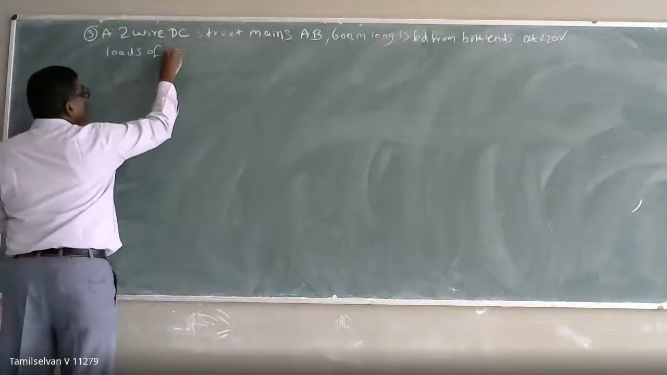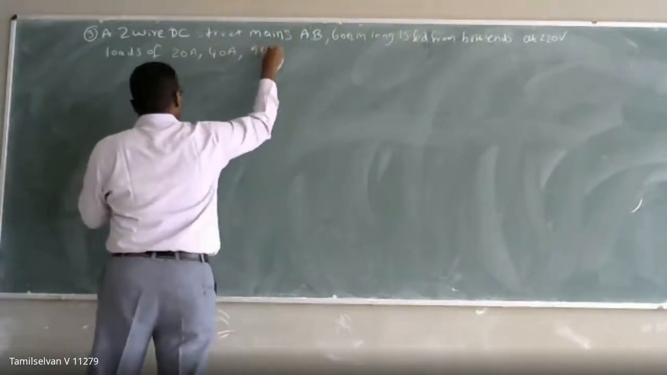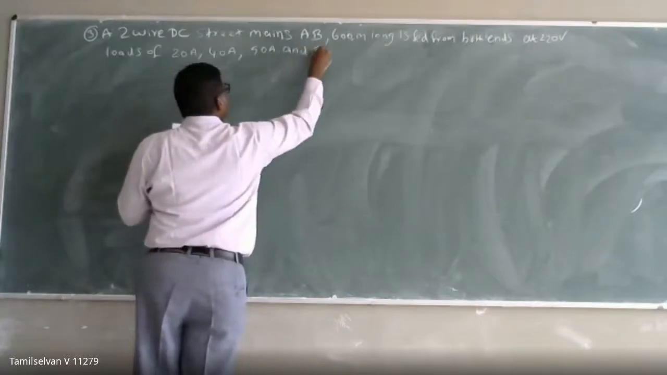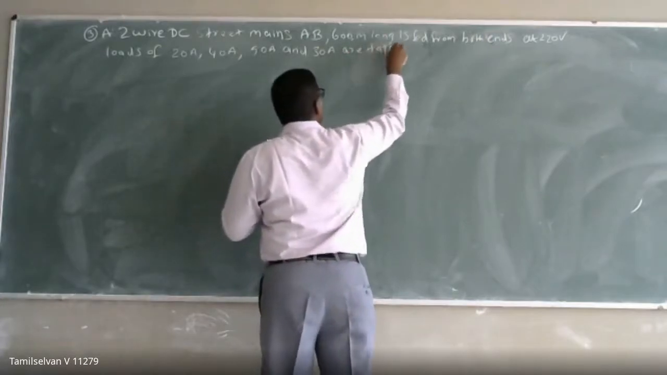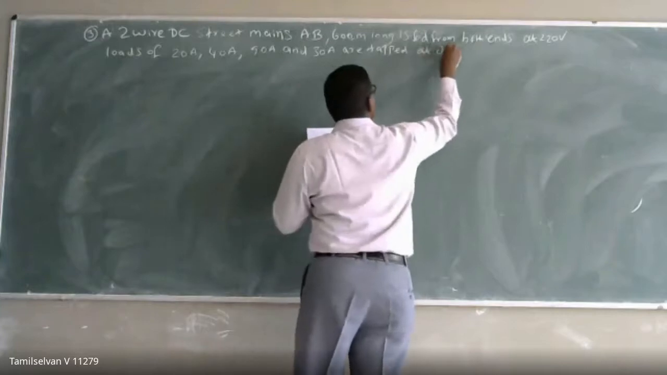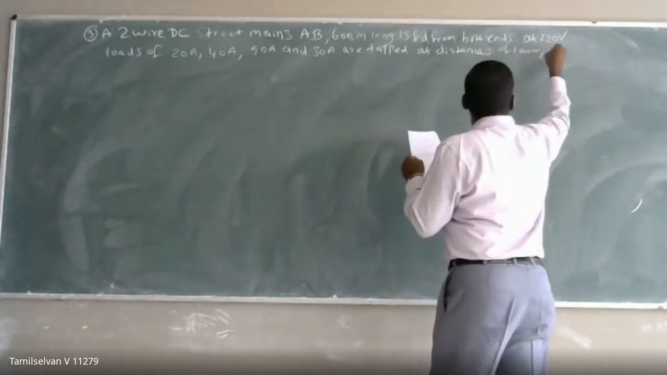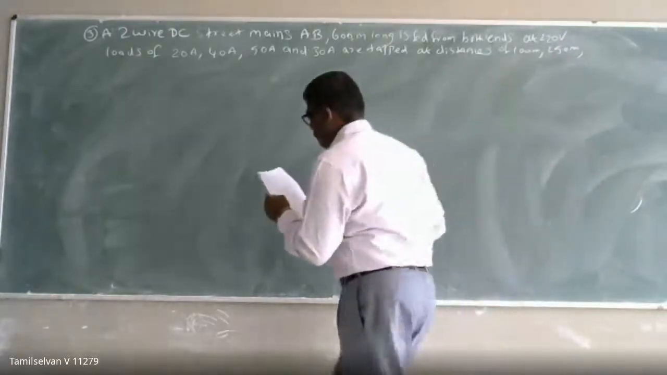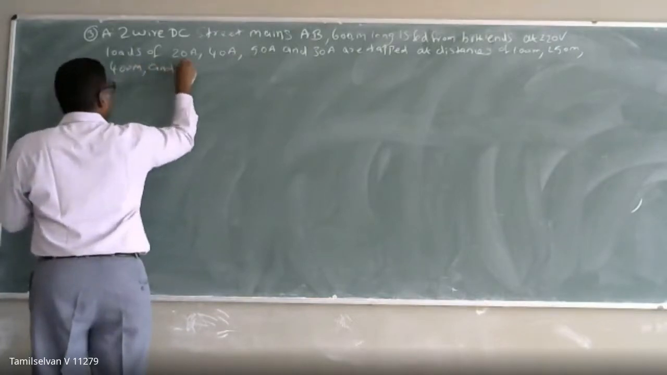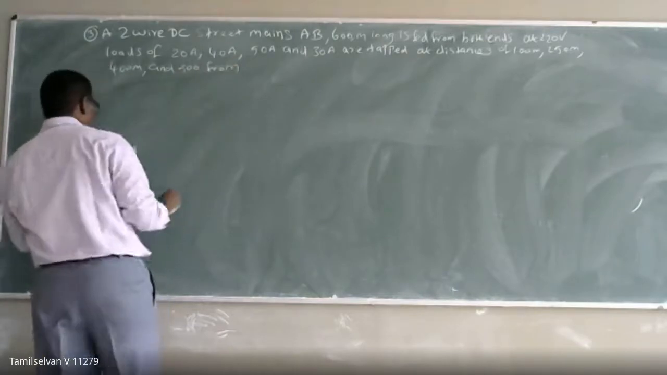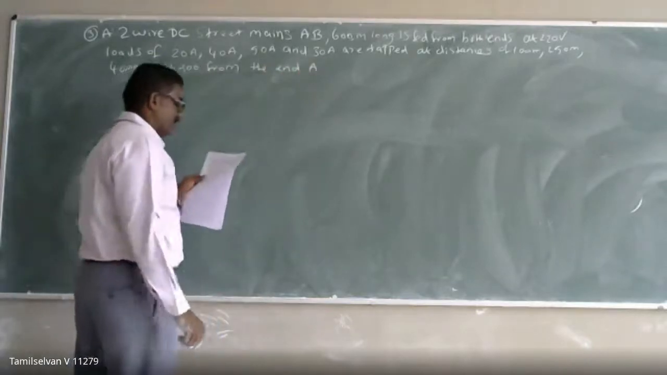Loads of 20 ampere, 40 ampere, 50 ampere, and 30 ampere are tapped at distances of 100 meter, 250 meter, 400 meter, and 500 meter from the end A, respectively.